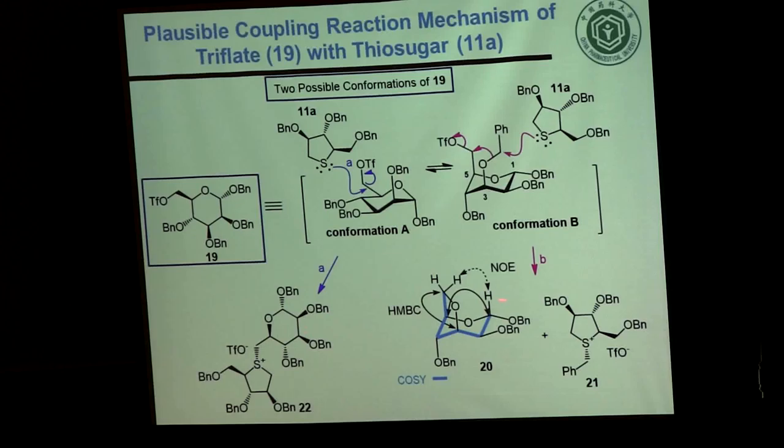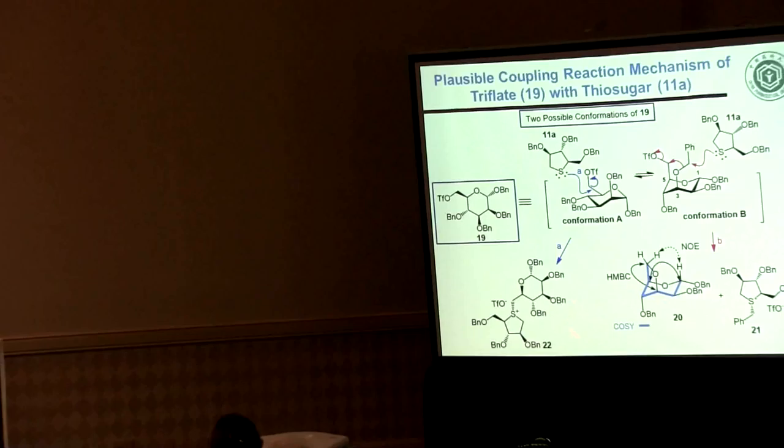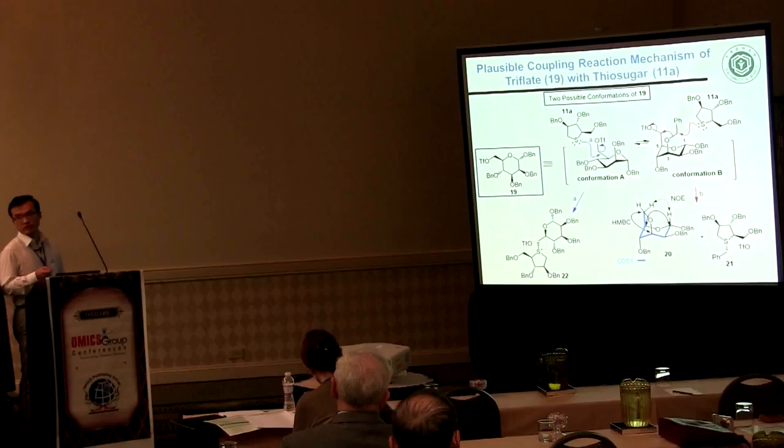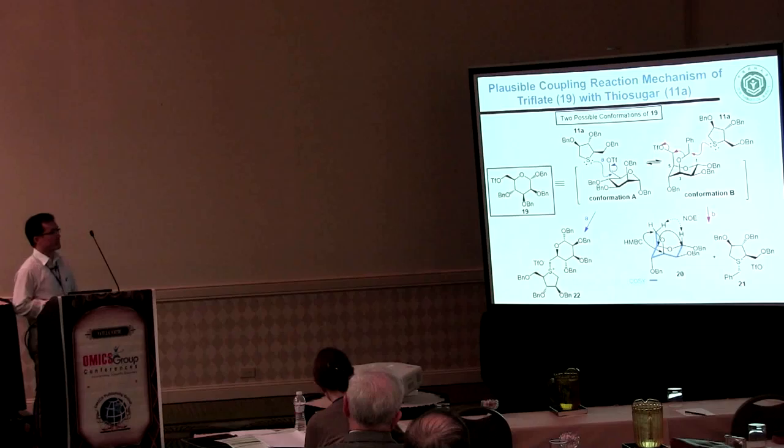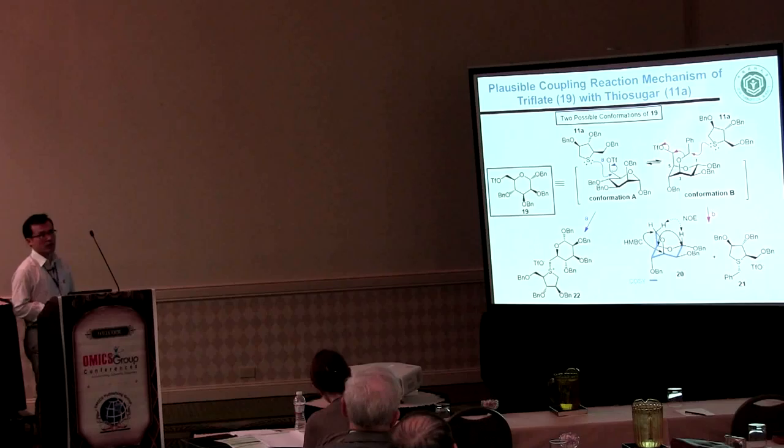So if we change the protecting group from electron-withdrawing to electron-donating, maybe we can improve the yield of this product. So we chose the para-methoxybenzoyl, which is a strong electron-donating group, to substitute at the 1, 2, 3 positions of the hydroxyls. It's very lucky that this compound could be obtained in 98%, almost quantitatively. This method is also suitable for other carbohydrates bearing different sugar skeletons.